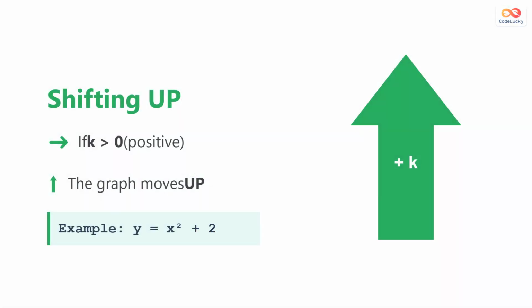Let's look at the first rule. If k is a positive number, meaning k is greater than 0, the graph shifts upward. It is that simple. You take the entire shape and slide it up by k units. For example, if you have y equals x squared plus 2, the plus 2 tells you to move up.